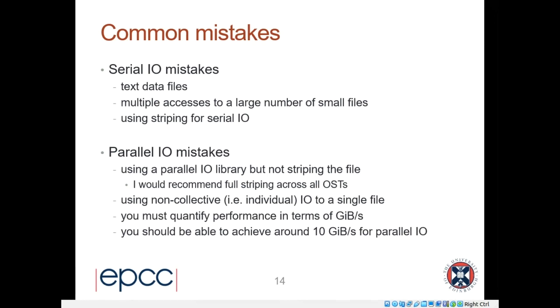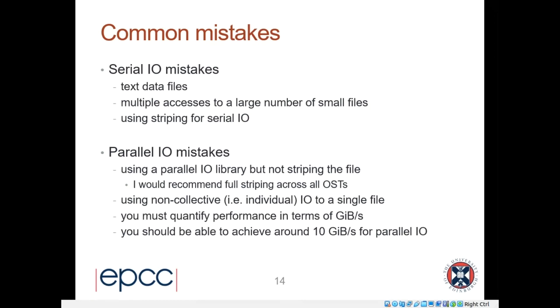Multiple access is a large number of small files. That's often this, you know, open, seek, write, close on thousands of files. That's a killer. And we said using striping for serial I/O: if your I/O is serial, you do not want striping, it doesn't help you. It won't help you if you're doing controller I/O. It will probably hinder you if you're doing file per process.